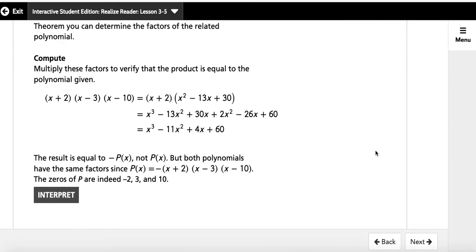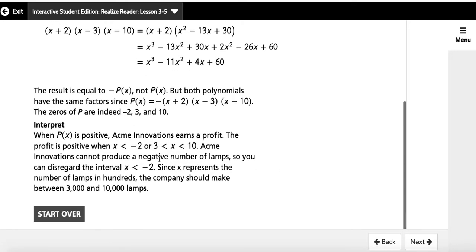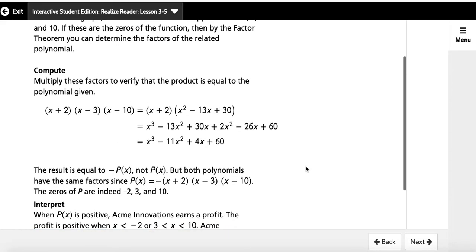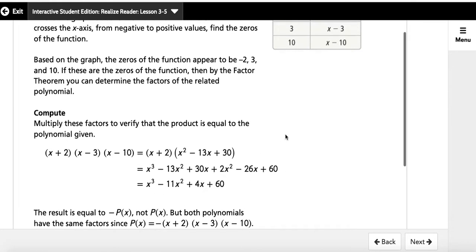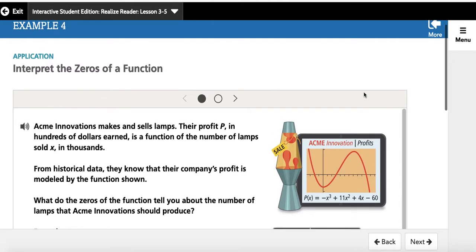So I would encourage you just to use a graphing calculator and interpret that you should sell between 3 and 10, so that's 3,000 and 10,000, or less than -2, but -2, you can't have -2,000 lamps. So I'm not sure why they wanted to compute it this way. That's old school. We have a graph, we have the graphing calculator, we're good to go.